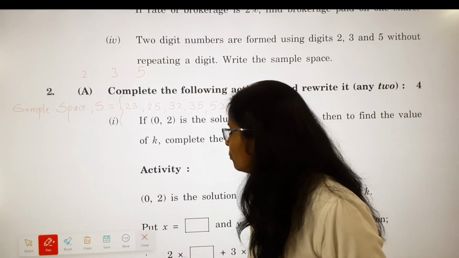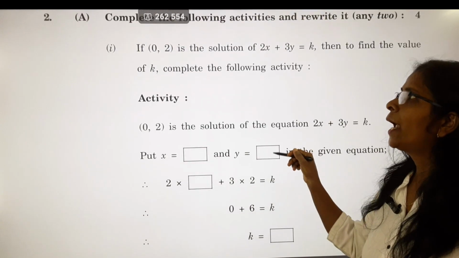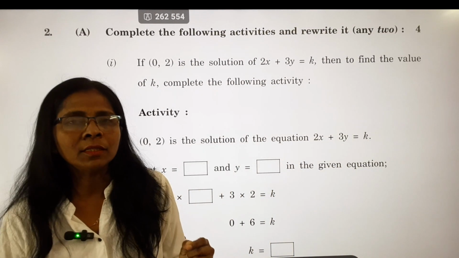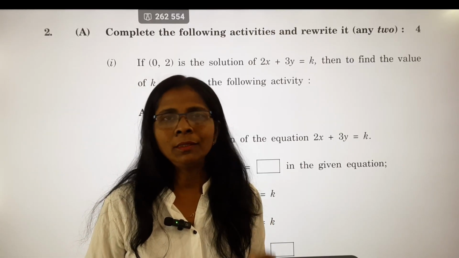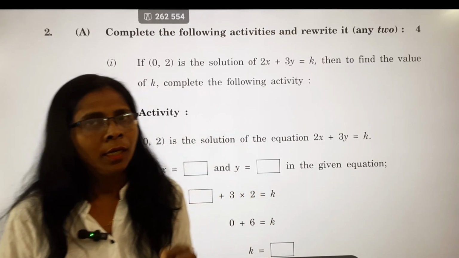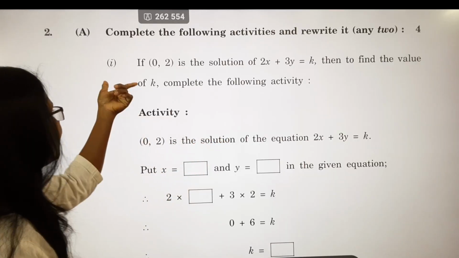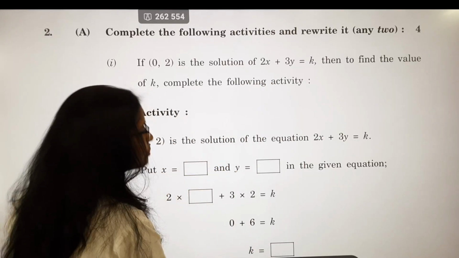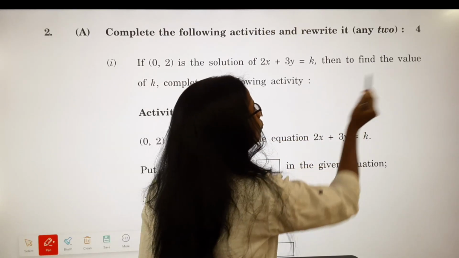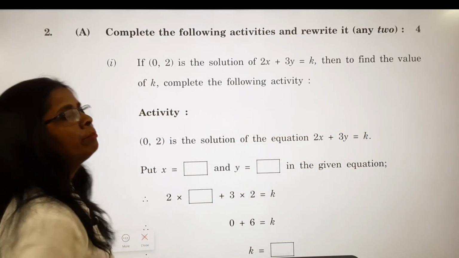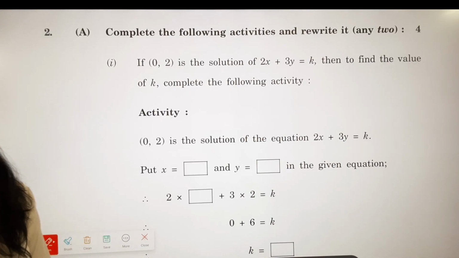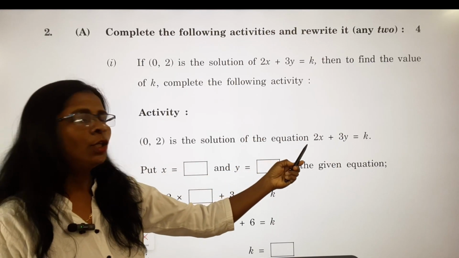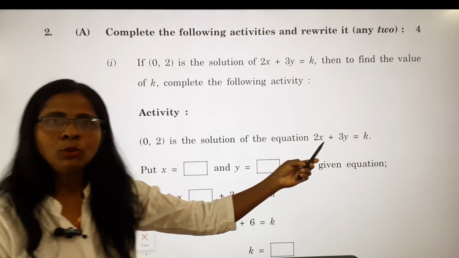Next one, question 2a, and you are familiar that question 2a consists of activity-based examples. So here, students, the first question: if (0, 2) is the solution of 2x plus 3y is equal to k, then to find the value of k, complete the following activity. The activity: (0, 2) is the solution of the equation 2x plus 3y is equal to k.